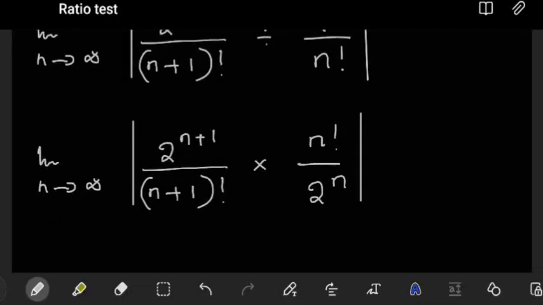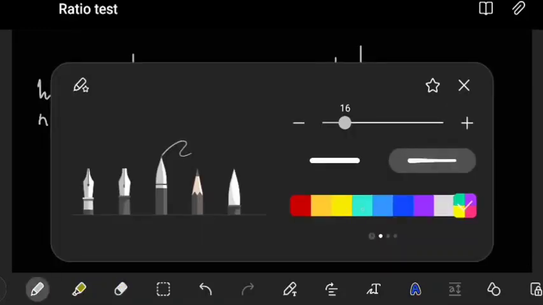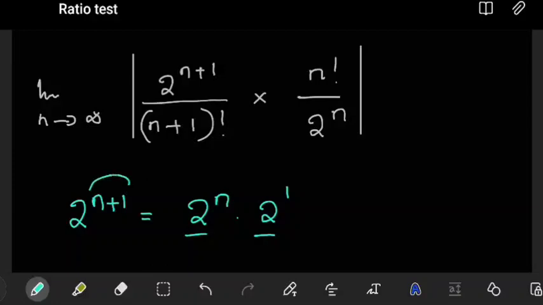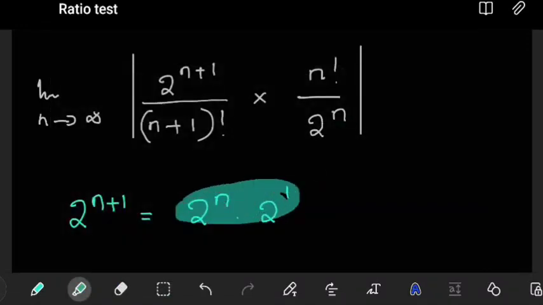Now next up, we're going to use two tricks. You have to remember that if you have 2 to the power n plus 1, this is the same as 2 to the power n multiplying 2 to the power 1. When you're multiplying two terms with the same base, you just add their powers with that common base. That is one trick we're going to use, and we'll replace the version where we have that n plus 1.